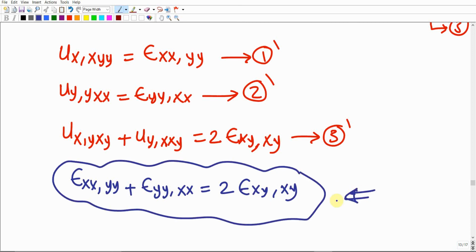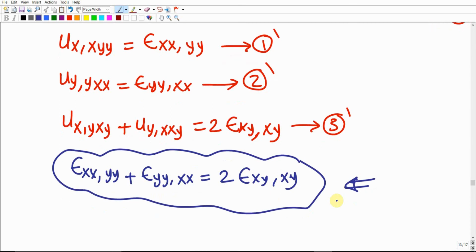So if you are given a strain field, for example, if I give you a strain field, then I ask you to solve this strain field for the displacement field. Find the displacement field from the given strain field.